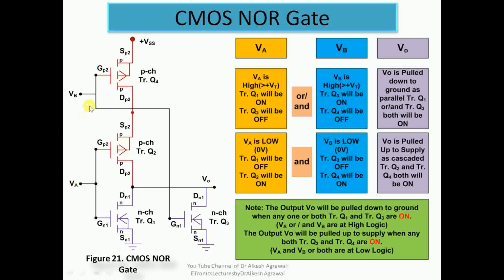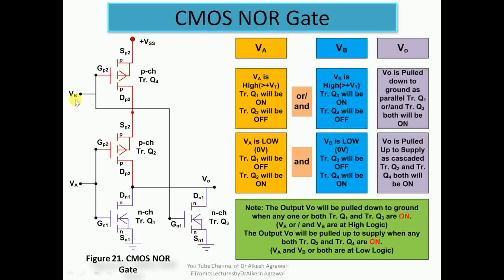If the condition is reversed, VB is given a high logic and VA is given a low logic. So in that case, transistor Q3 will be on and Q1 will be off. So in that case also, output is pulled down to ground. If both are given a high logic, at VA and VB, both these transistors will be on, and V output is pulled down to ground.